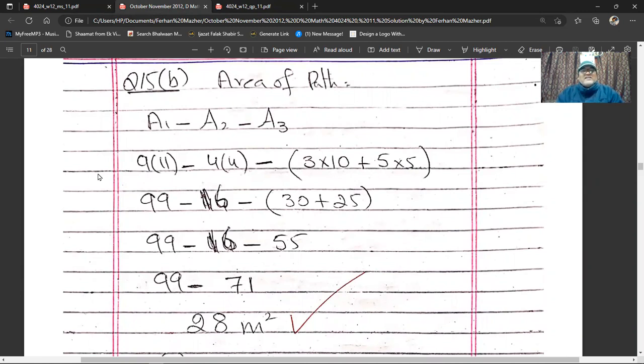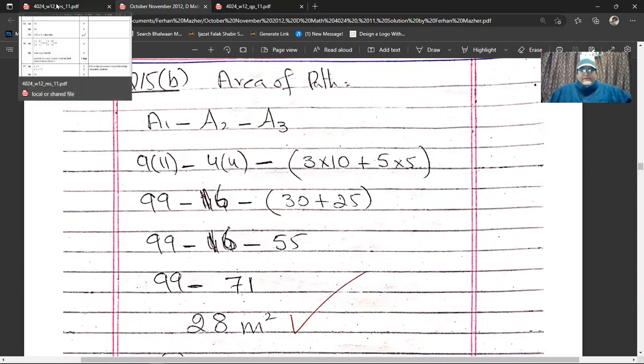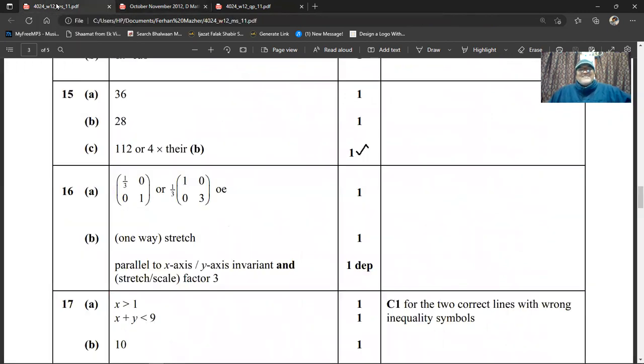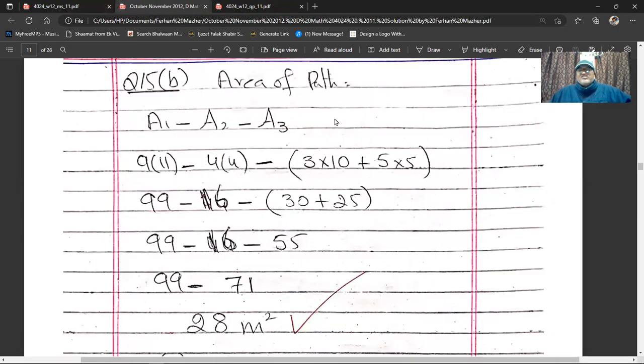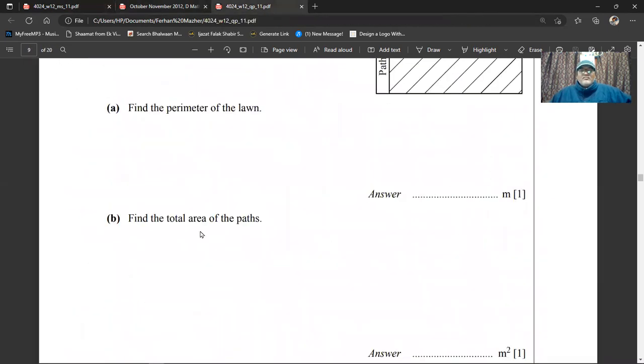So 9 into 11 is 99, 4 into 4 is 16. From it, subtract 55. So 99 minus 16 minus 55, so 99 minus 71, and that will be 28. 28 meters square is the area of the path. I hope you understand the method which I am using. 28 meters square is the right answer, sir. So this is the solution.